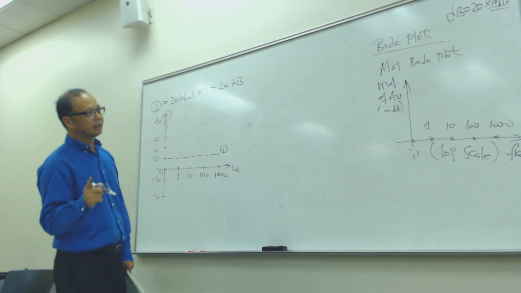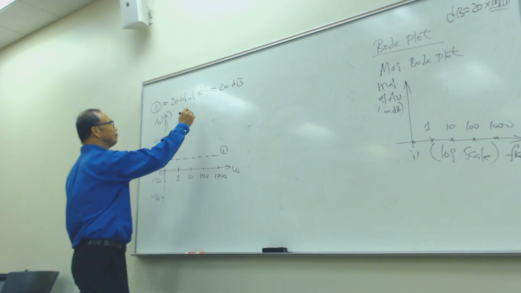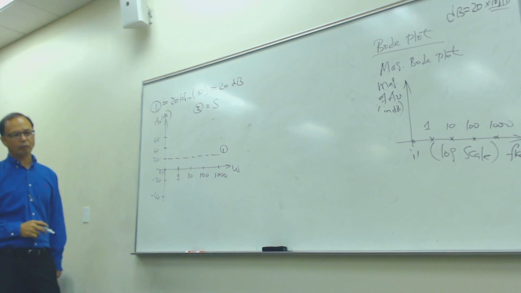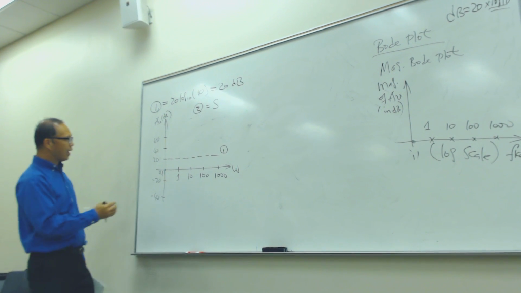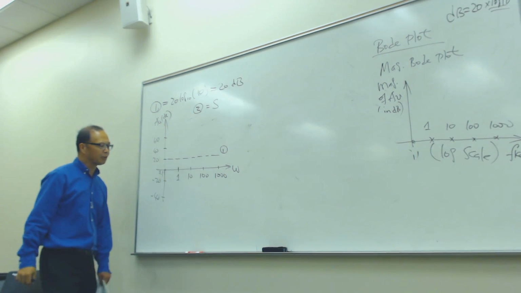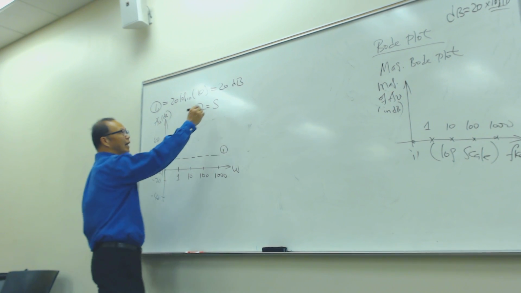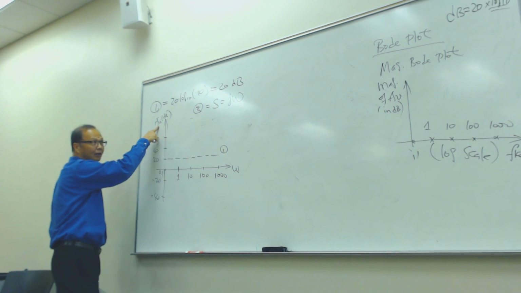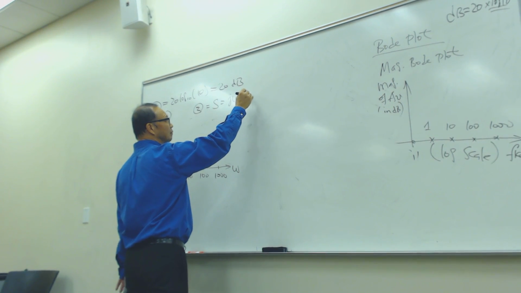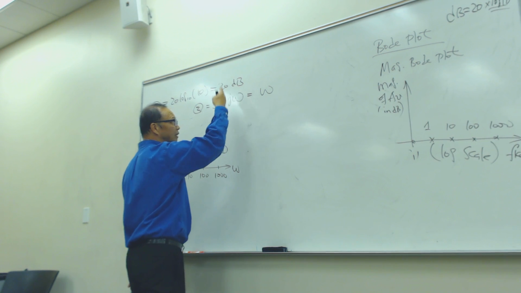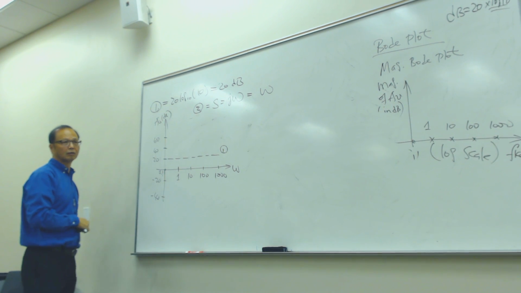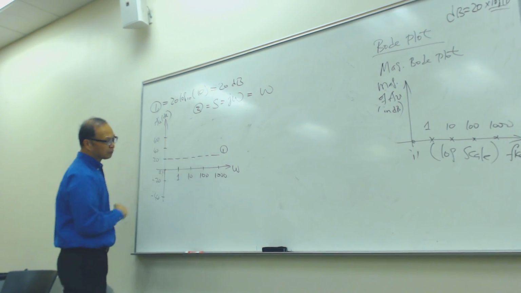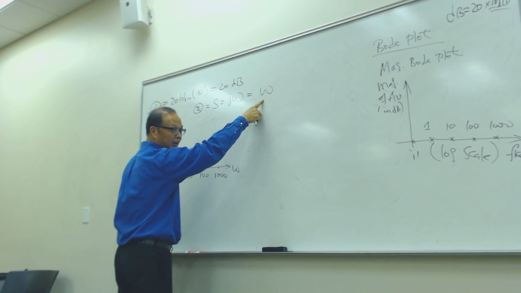Alright, now let's look at the second component. The second component is an s, yes? So how do I plot s on this Bode plot? Well, remember, s is equal to j omega, yes? And since we are doing the magnitude plot, what is the magnitude? It's omega, correct? So therefore, on the Bode magnitude plot, the second component is omega.